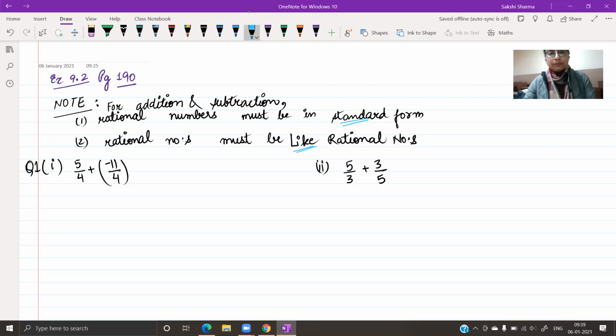Yes, Sahajpreet. मैम अगर हमने fractions को like fractions बनाने के लिए LCM निकाल के उन्हें multiply कर दिया, फिर तो मैम वो standard form में रहे ही नहीं.